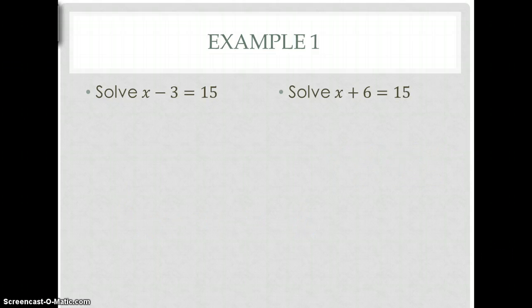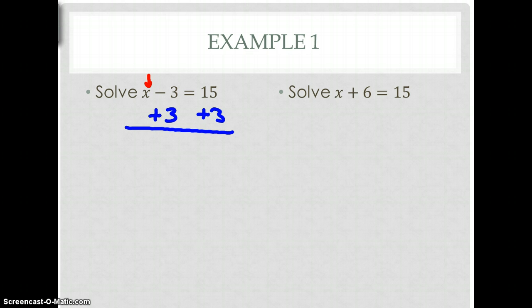Let's take a look at the left one first. X minus 3 equals 15. Now we are trying to get this x right here by itself. Okay? So in order to do that, we can't work with it yet. It's the last thing we would work with, so we ignore it. So right now we have x minus 3. The inverse of minus 3 is plus 3. So I'll add 3 on this left side. And then I'll add 3 on the right side. Okay?